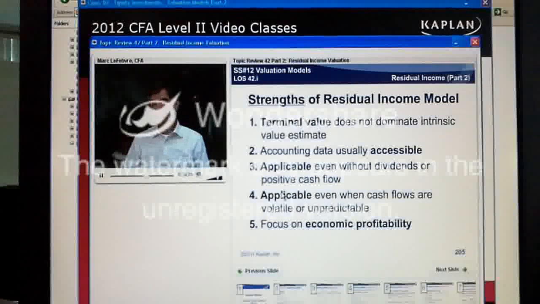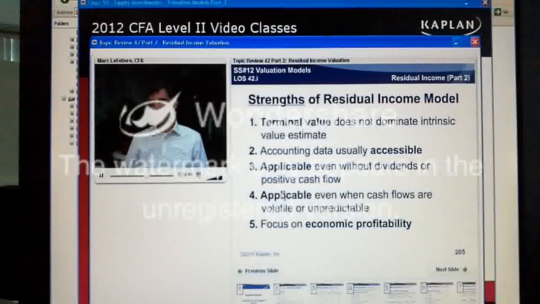You can use the residual income model with firms that pay no dividends or that don't have any positive cash flows, and firms that may have negative cash flows as a result of maybe a large capital expenditure or an acquisition. Okay? And it is even acceptable when you've got a firm that's got volatile or unpredictable cash flows.